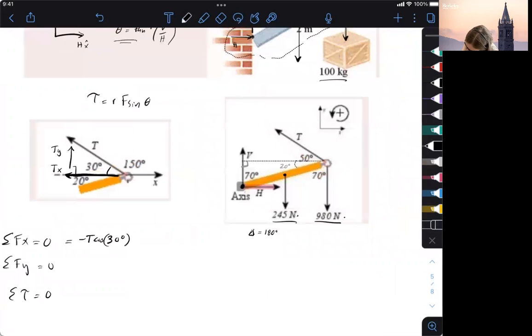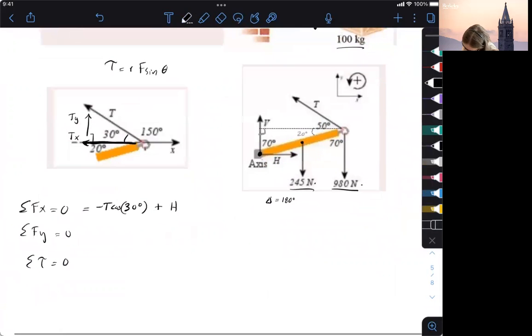All right, then I also have this positive H. That's also pointing along the x-axis, this guy right here, that positive H down there. And that's everything for my X, right? That's everything: TX and H. Okay, cool.